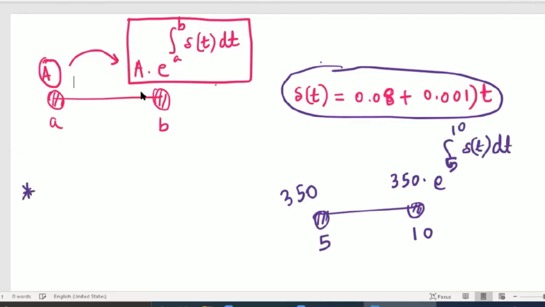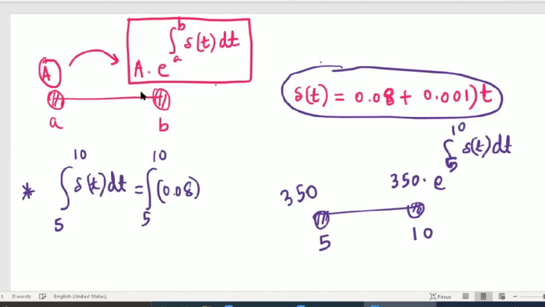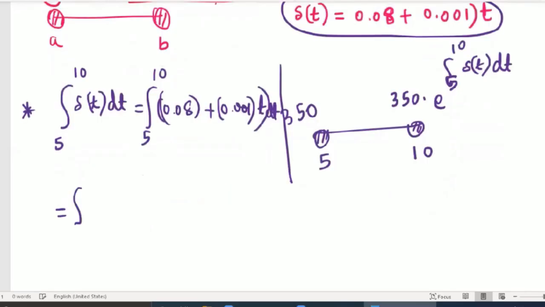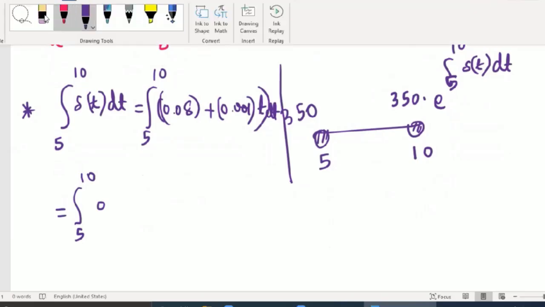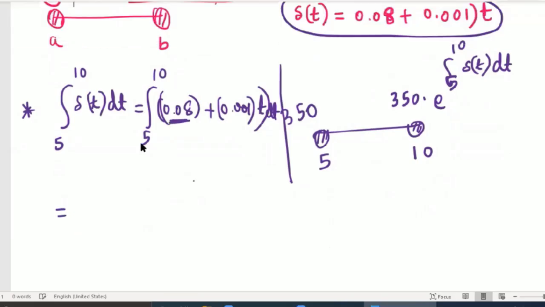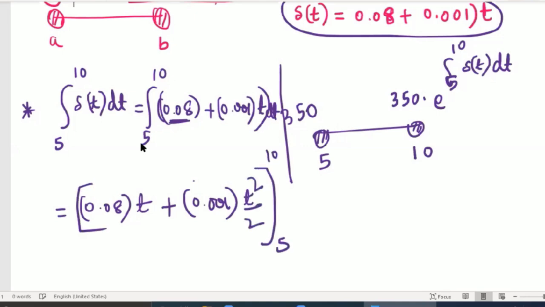Now if you find the integral from 5 to 10 of delta t dt, you write delta t as 0.08 plus 0.001 t, dt, from 5 to 10. See, we are not integrating e. Okay, sorry, we'll integrate. The constant 0.08 dt integrates to 0.08 t, plus 0.001 t square divided by 2, from 5 to 10. You first put 10 in t, then put 5 in t, subtract. Whatever value you get, you write here, that's all.